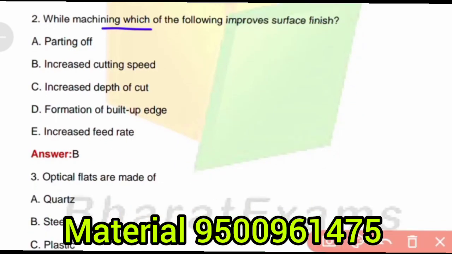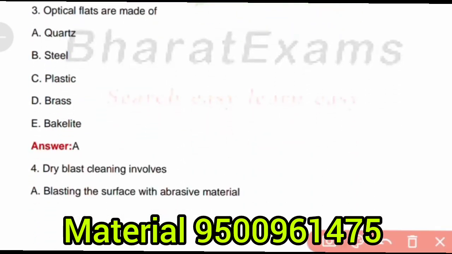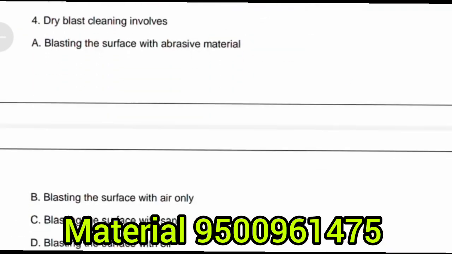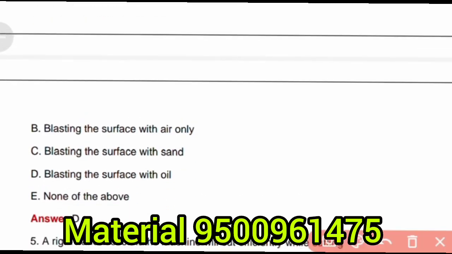While machining, which of the following improves surface finish? Increased cutting speed. Optical flats are made of quartz. Dry blast cleaning involves option D, blasting the surface with oil.